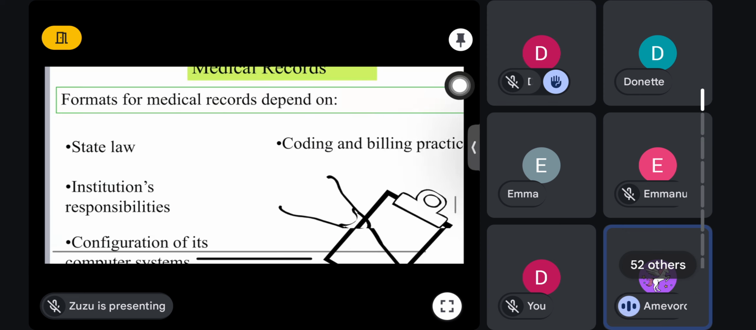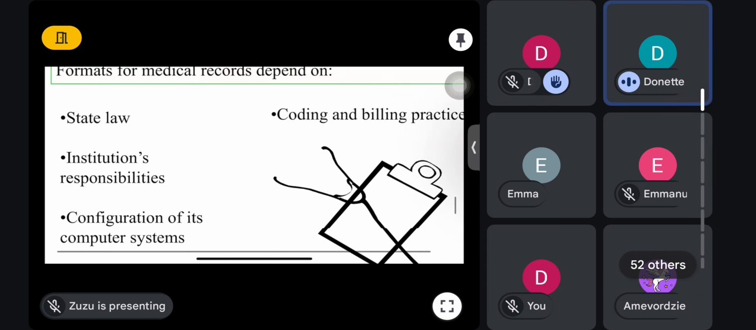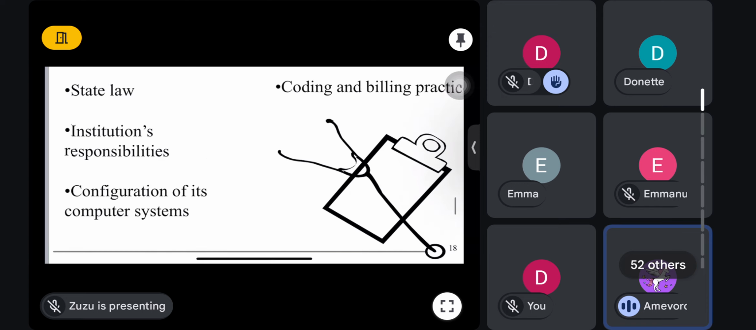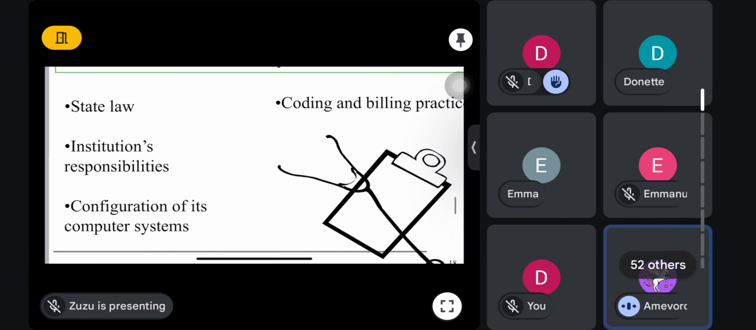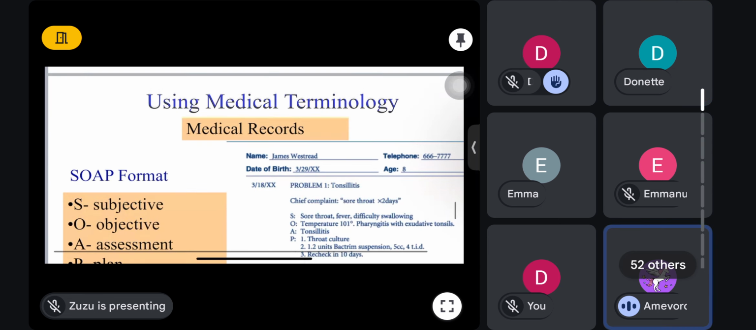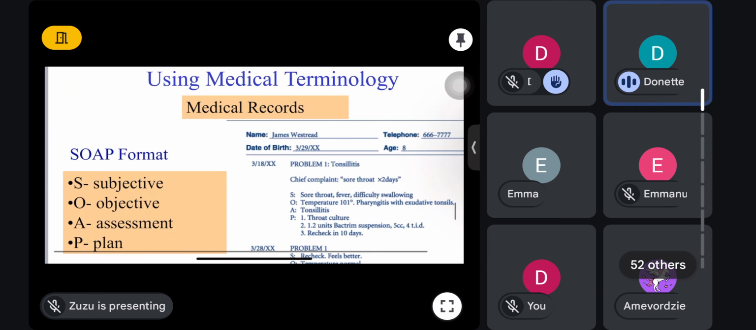So configuration of computer systems. These are things that influence the format in which medical records are kept. And in your training, you will go into the institution.